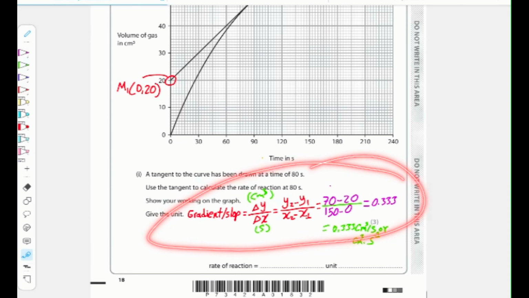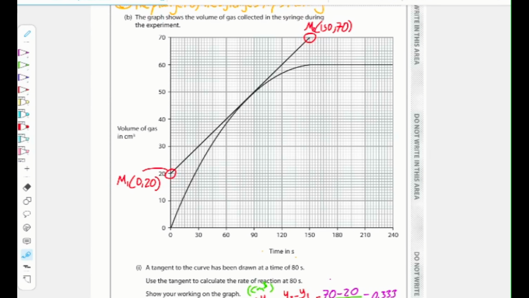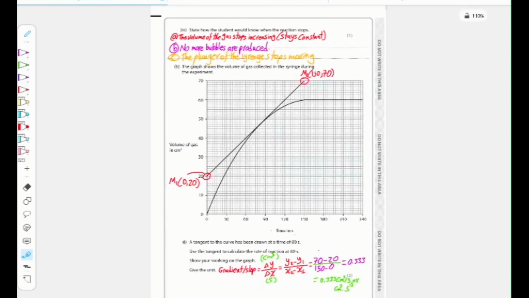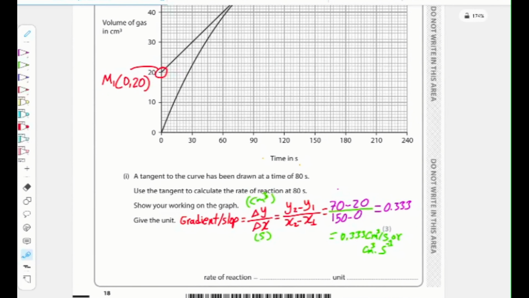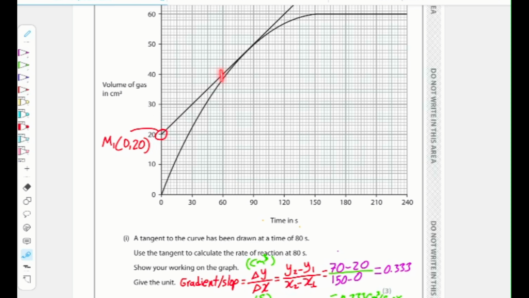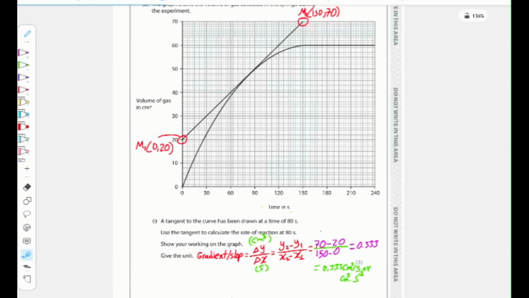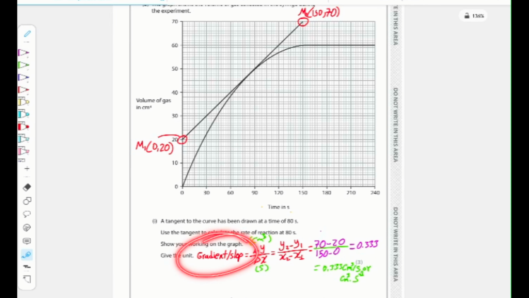Generally, my friends, you can take, for example, a point here and a point here. You will have the same results, the same answers. As long as the first one here is 0, then that will have a value here. And at the end of the day, the gradient or the slope is going to be constant from the beginning till the end of this diagram.